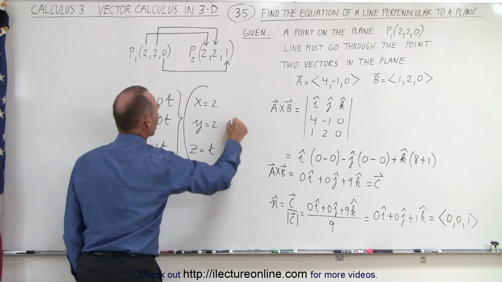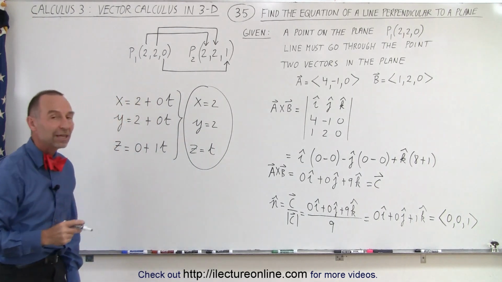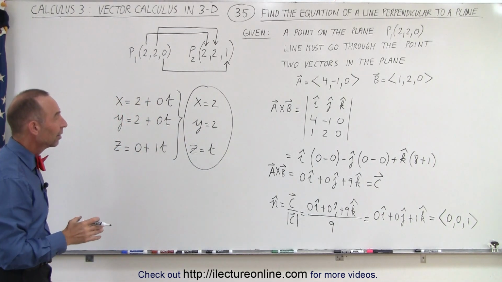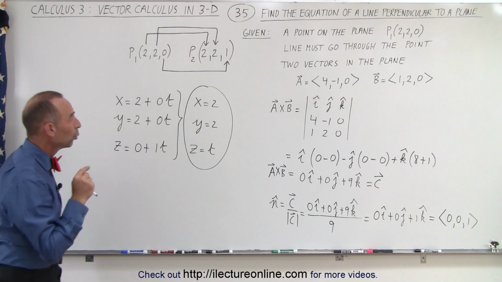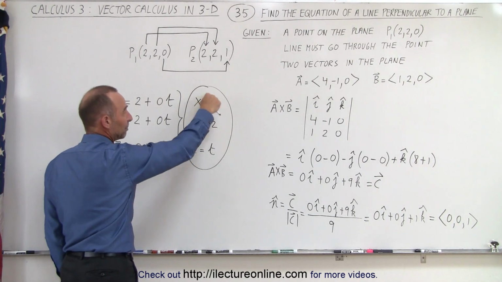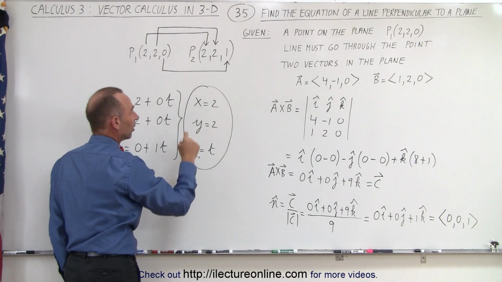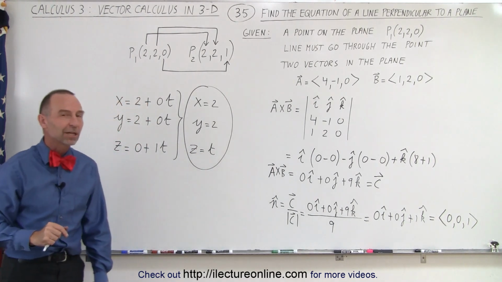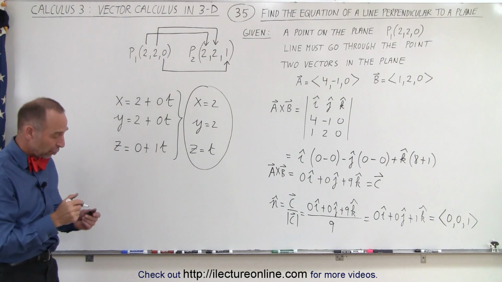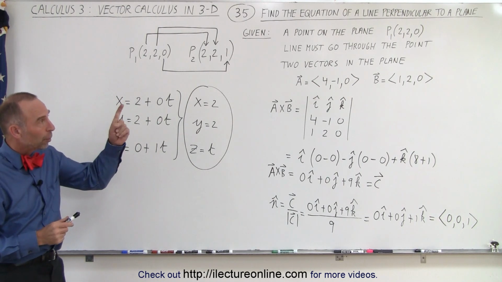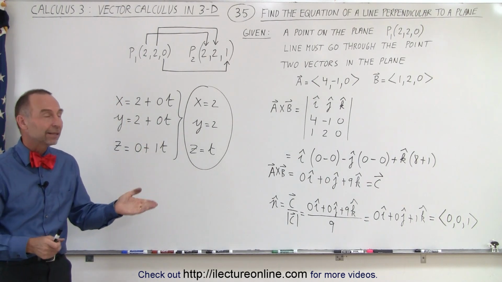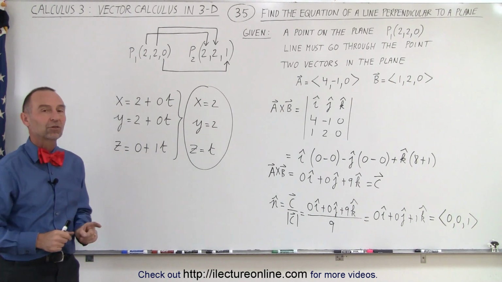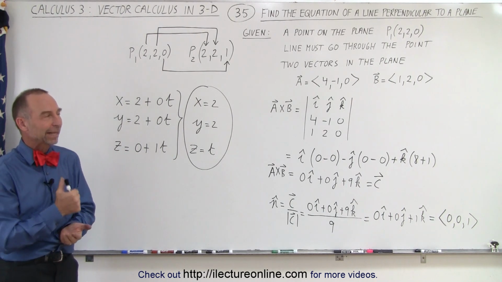And these are the three parametric equations of the variable t that define the line, which means that the line will be parallel to the z axis because x and y don't change, and it will change in the z direction according to the parametric variable t. And that's how we find the equation of a line that goes through a point which is perpendicular to a plane that's defined by two vectors which lie within that plane. And that's how it's done.